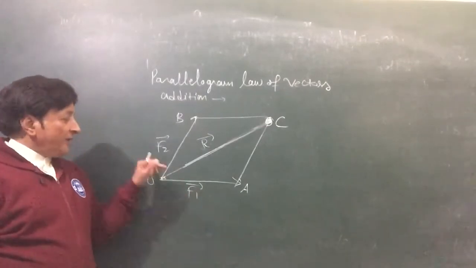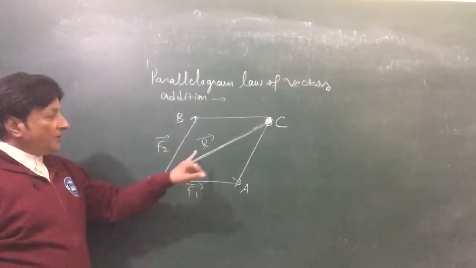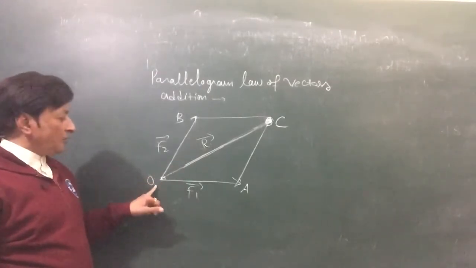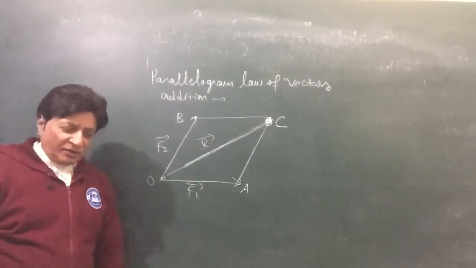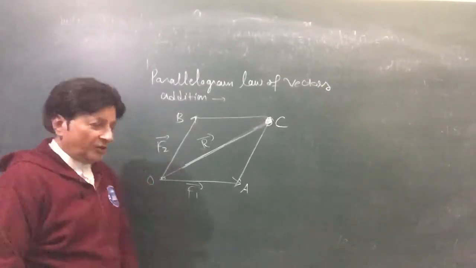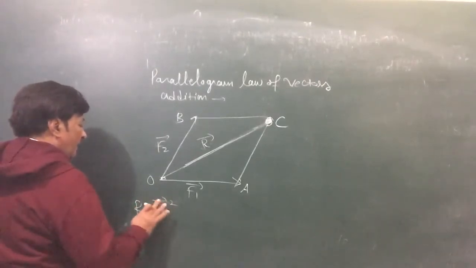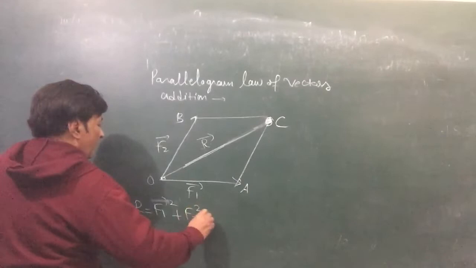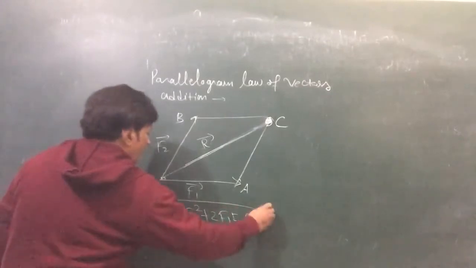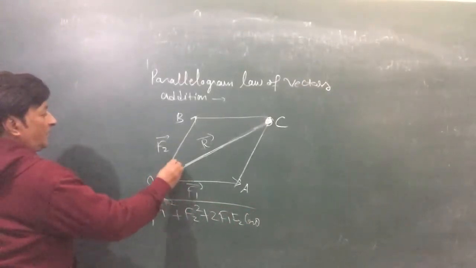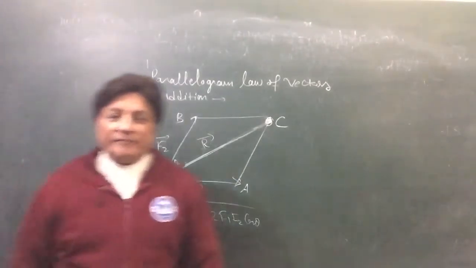The two forces F1 and F2 are acting at a point. Then the resultant R is passing through the point O, which is the diagonal. You can see in my playlist of vectors the parallelogram law of vector additions, and there I have proved that R is equal to the square root of F1 square plus F2 square plus 2F1F2 cos theta, where we have theta as the angle between F1 and F2.